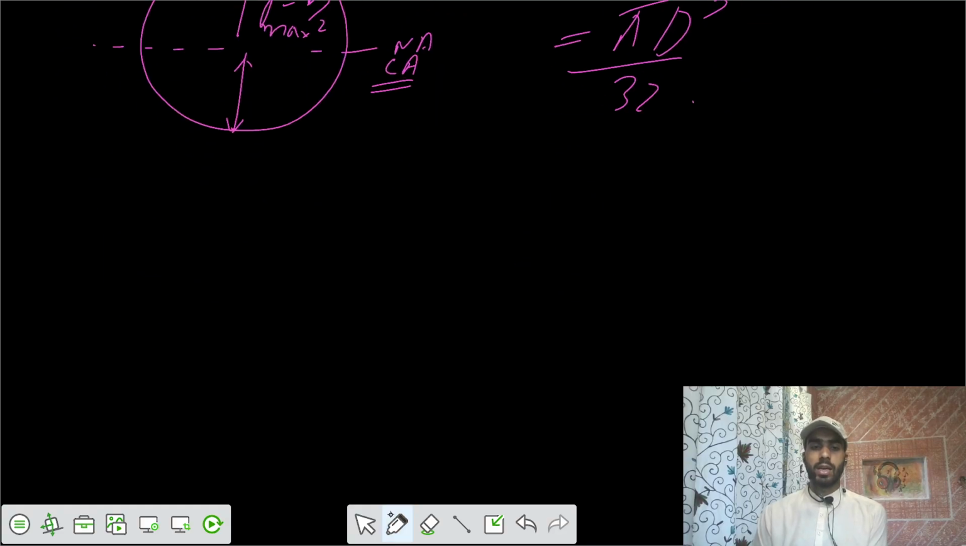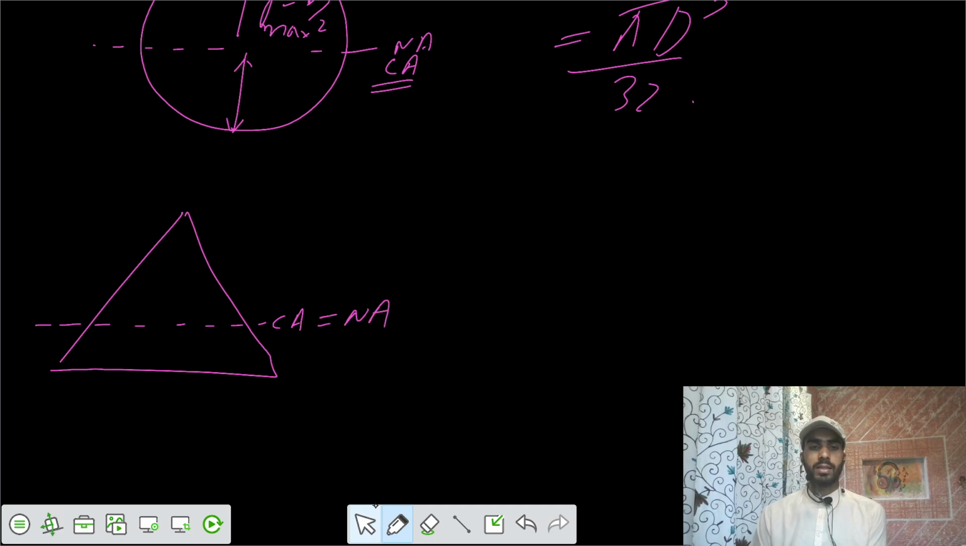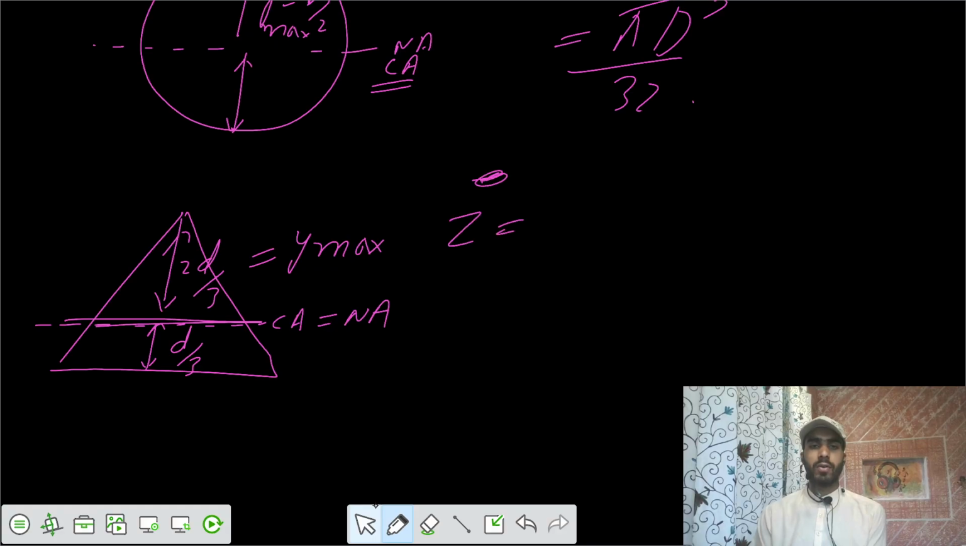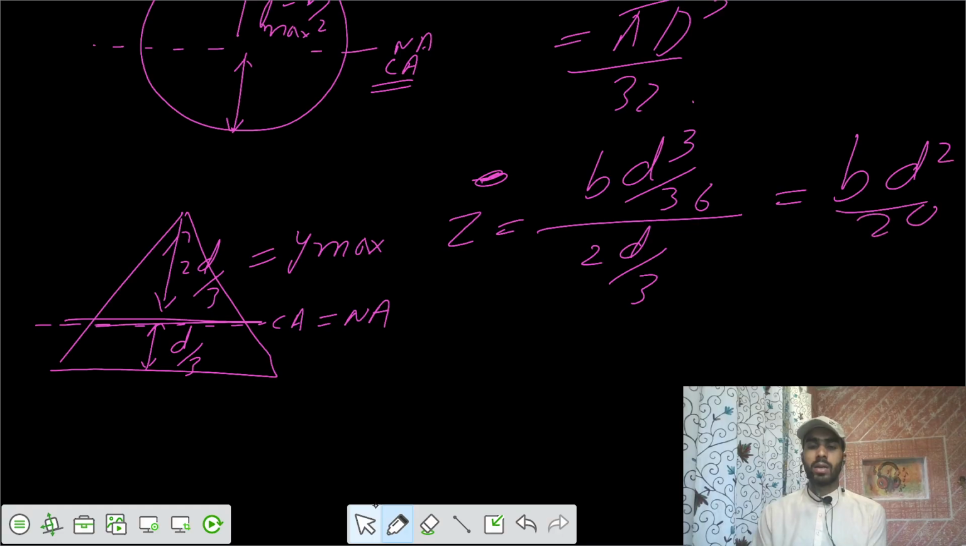Similarly, if you have a triangular section, such that the centroidal axis is here, that is same as that of the neutral axis. We have this depth of D by 3, and this one would be 2D by 3. So Y max would be 2D by 3. So we can write I neutral axis, so Z value equals BD cube by 36 divided by 2D by 3. So you got a value of BD square by 24.